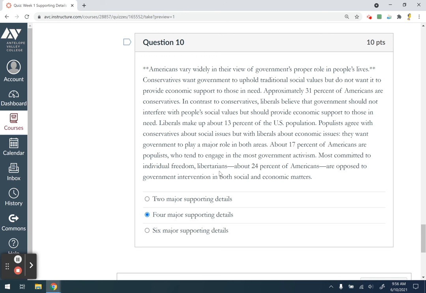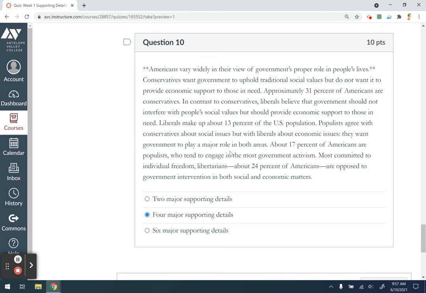So again, the major supporting details are the ones that support the main idea. Always ask yourself, how or why? How will they do this? To what extent? And then minor details are always the ones with statistics, usually information like they did here, giving you percentages, 31, 13, 17%, 24, and so on. So hopefully you found this helpful with supporting details.